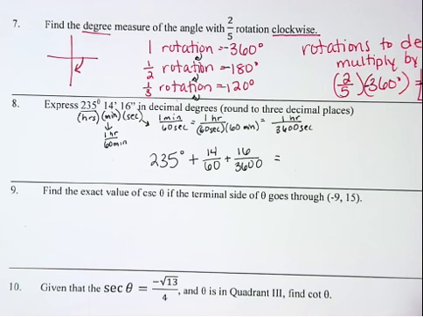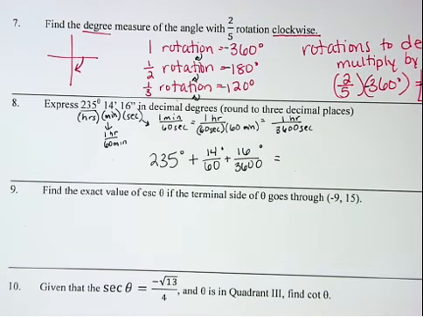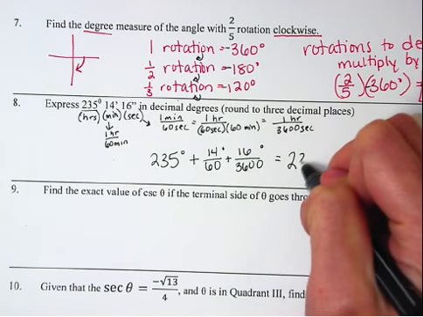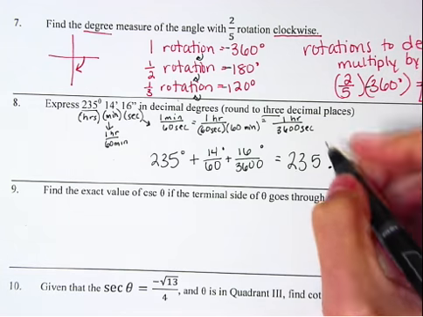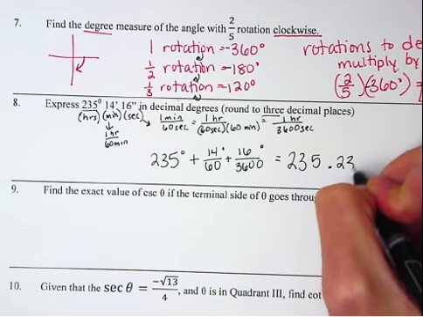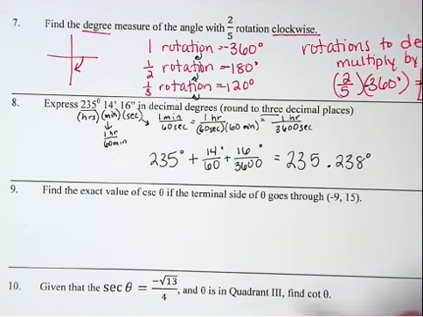And once you get all that, you can just put it into your calculator, whatever answer you get. 235 plus 14 over 60 plus 16 over 3,600, which gives me 235.238 degrees, to three decimal places.